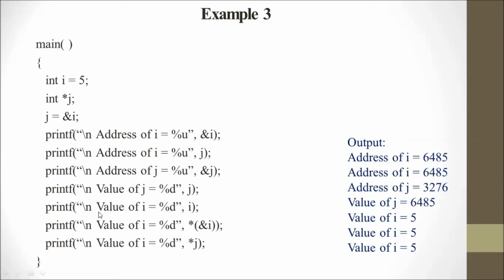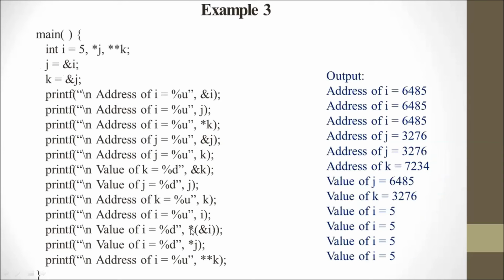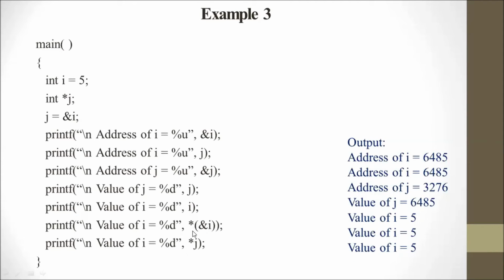Now in the fifth printf statement, value of i equal to i. So this i value prints the actual value because i contains the value 5. So value of i equal to 5. And in the second last, value of i equal to pointer address of i. So this will also print the actual value of i. So it will print i equal to 5.